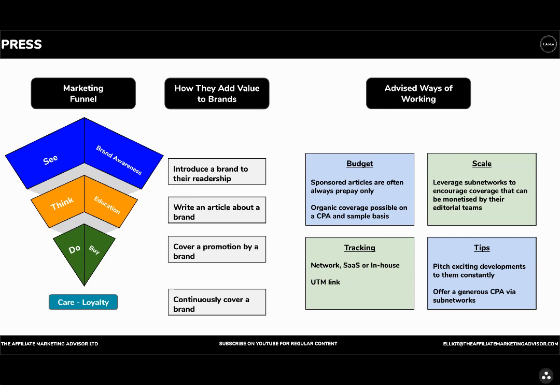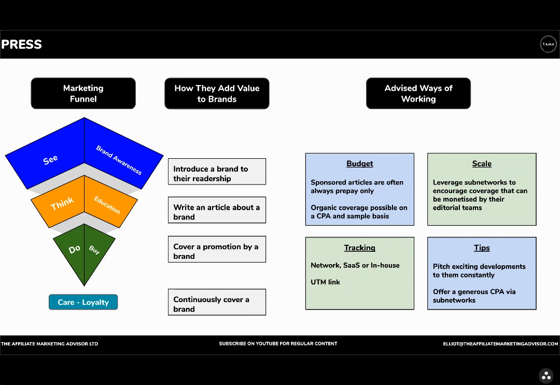So the press will work very similarly to editorial. The funnel is more or less the same. Obviously, press generally have much, much higher reach. Brand awareness, again, can introduce to the readership. They can write articles at the think stage. Again, they could be given an incentive to cover. And obviously, continuous press coverage can help instill loyalty by getting people to constantly think about your brand and then to go and purchase it. It makes it desirable. So it's similar to editorial.